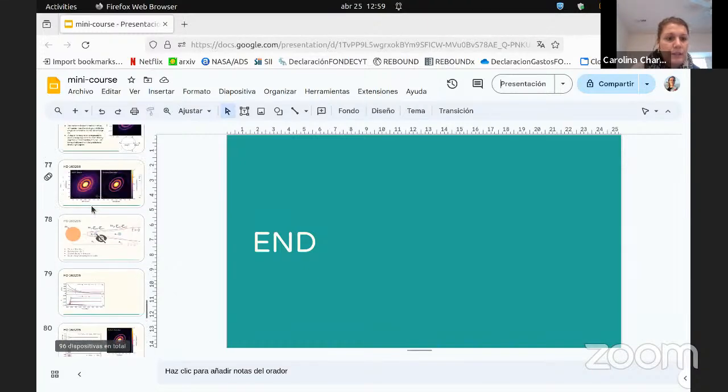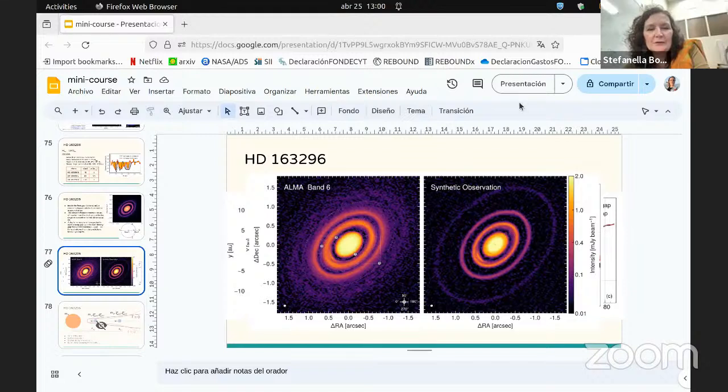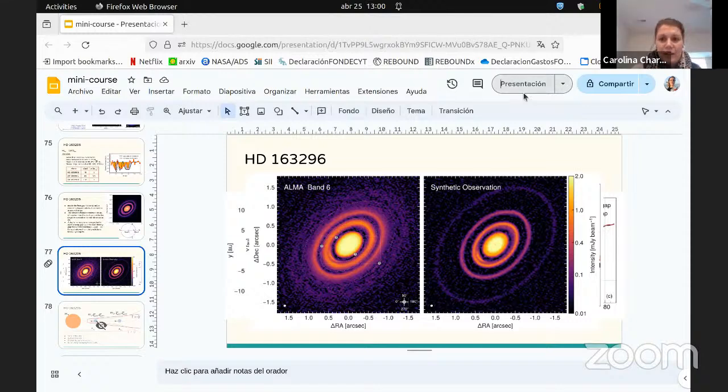So you mean something like this? Yes. How do you justify these gaps, because there are two gaps, and why they're there? Is it some kind of resonance condition? Well, here in particular, no.